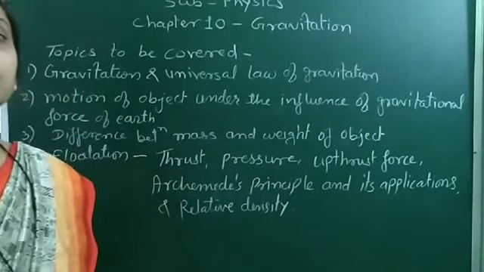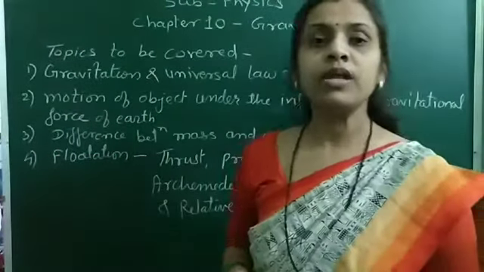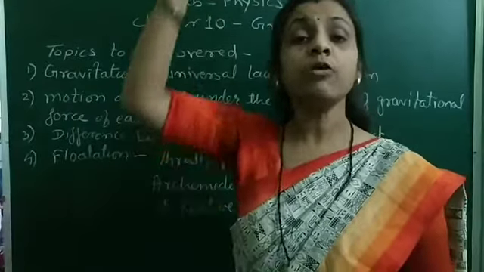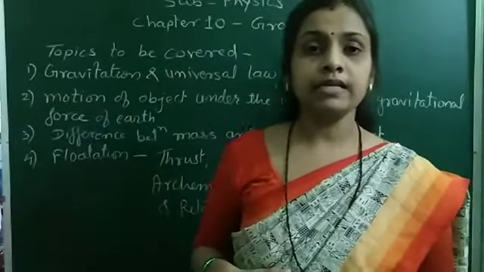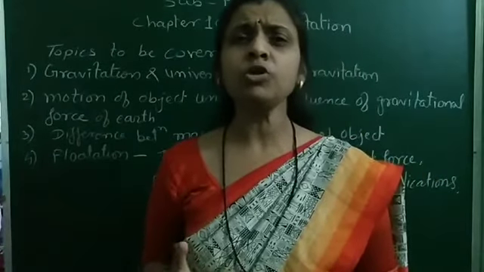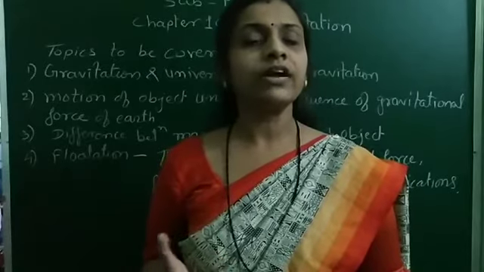So first of all we will start with what is gravitation or the gravitational force. Now whenever any object is thrown upward, it always moves downward. When an apple fell on Newton's head while he was sitting under a tree, he thought that if the earth can attract an apple, then it can attract the moon also.